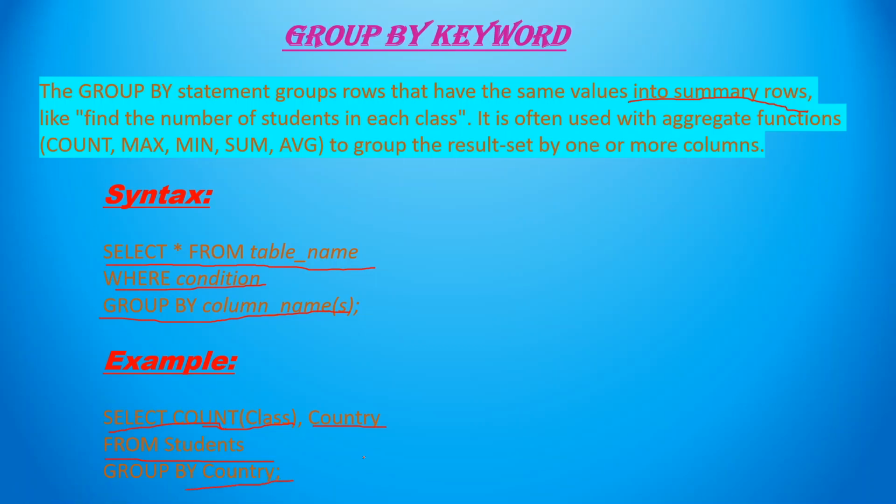It will show grouping of the country. Like if you have 3 entries for India, it will be one group. If you have 5 entries for UK, it will be one group. And for each group, it will show the country name and count of class. It means how many are there from that country. The group by clause is used basically in conjunction with these aggregate functions.